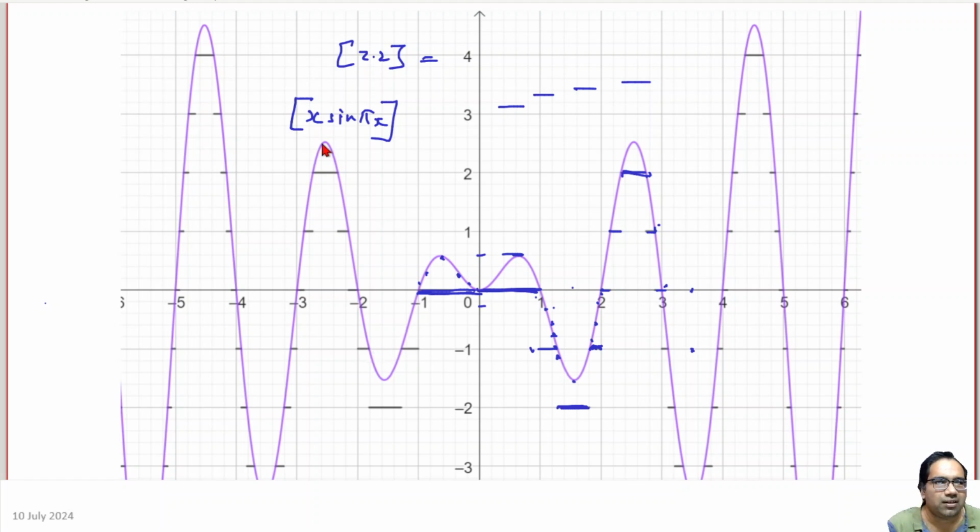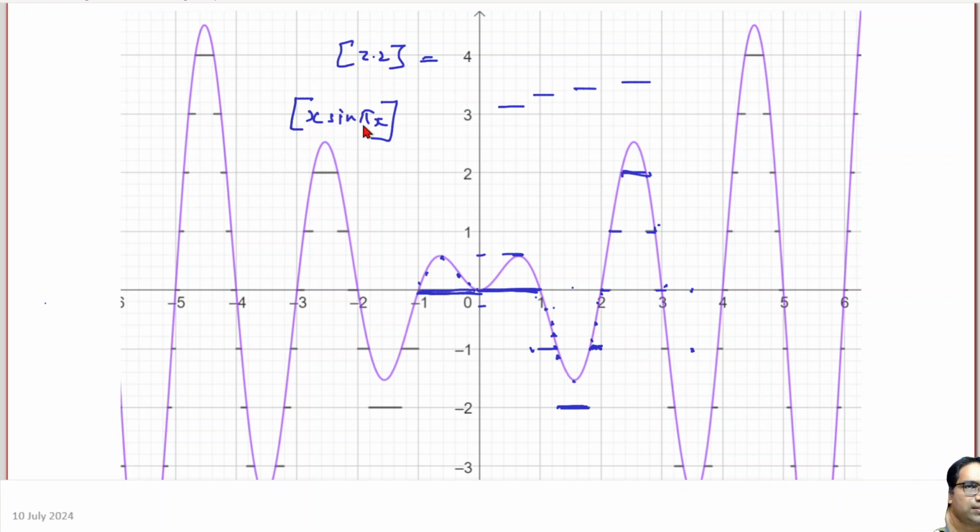places. Whenever this function is crossing some integer with respect to the y-axis. It is crossing -1 here, it is crossing -2 here, it is crossing -3 here, it is crossing +1 here, +2 here, +3 here, +4 here, likewise. So whenever this graph is crossing an integer on the y-axis, you will get a small line, right? You will get a small line.